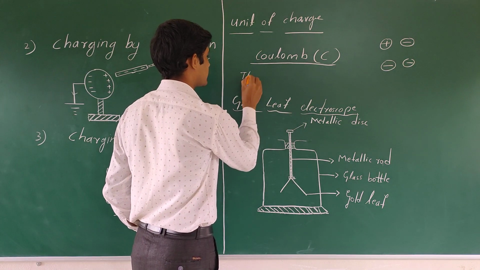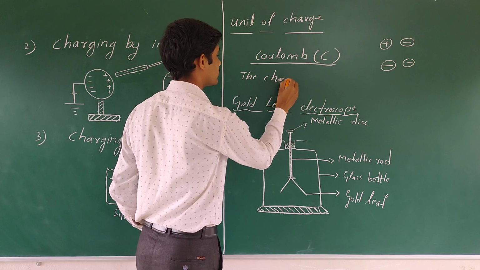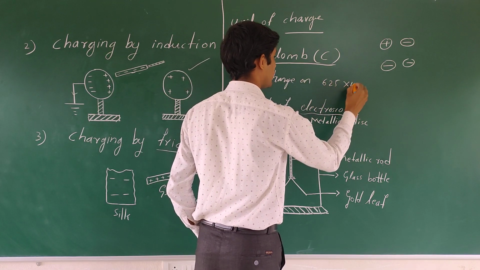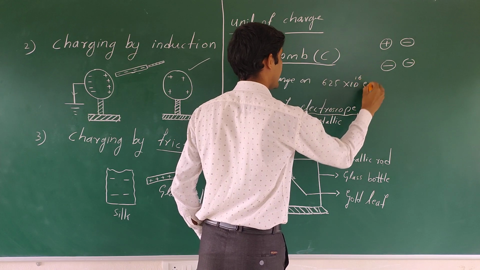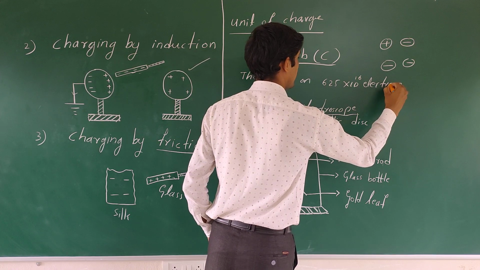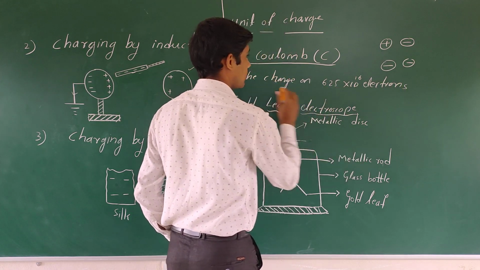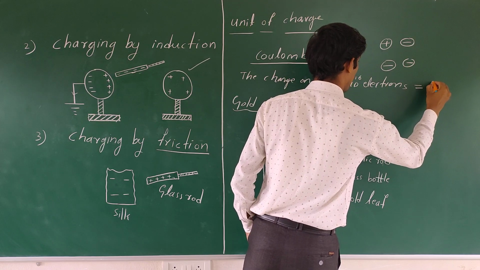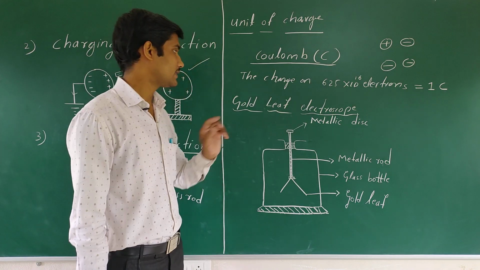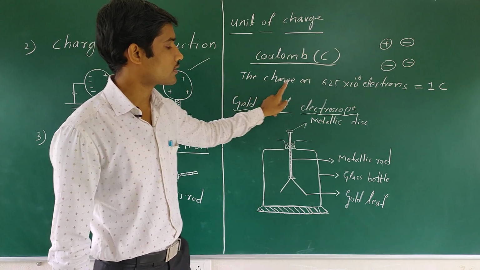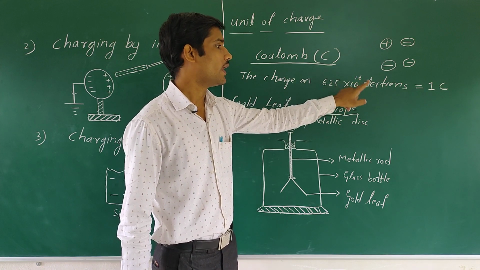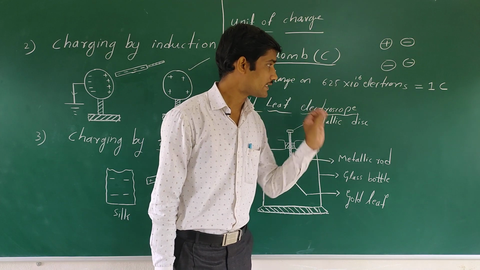The charge on 6.25 into 10 raised to 18 electrons, that we will call equivalent to 1 coulomb. Okay, 1 coulomb of charge is the charge on 6.25 into 10 raised to 18 electrons.